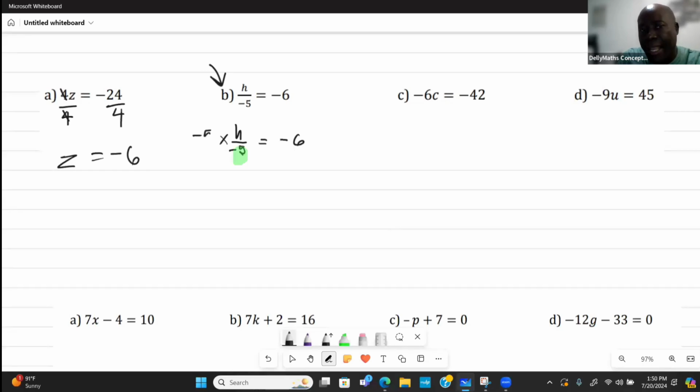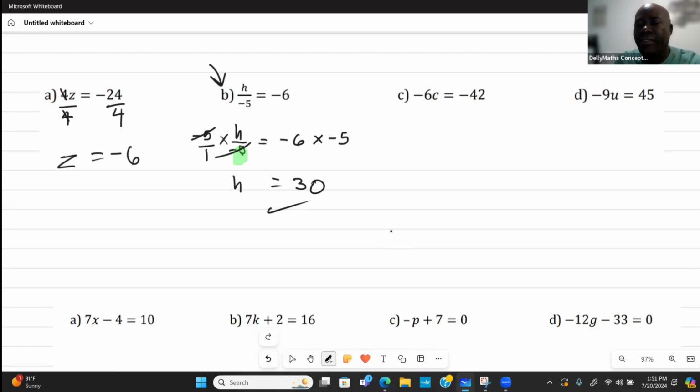It means to multiply by negative 5. So you divide, and the inverse of it is to multiply. But whatever you do to one side, you have to do to the other side. So we're going to multiply the right side by negative 5. Now, on the left side, negative 5 cancels itself, and you're left with h. But on the right side, when you multiply negative 6 times negative 5, we get positive 30. And there you go. Now let's take a look at C.